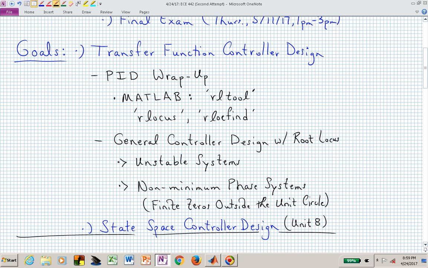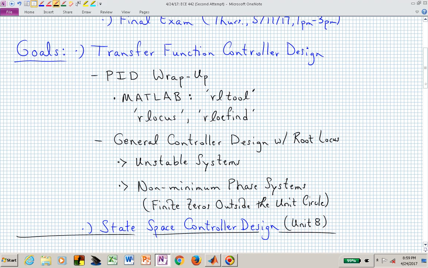That's enough for today's lecture, but Unit 8, which will be the remaining topic for this semester, will be dealing with state space controller design. We'll now jump back into modeling our systems via a state space representation and illustrate the different design flexibility that we have when we represent our system as a state space based controller.